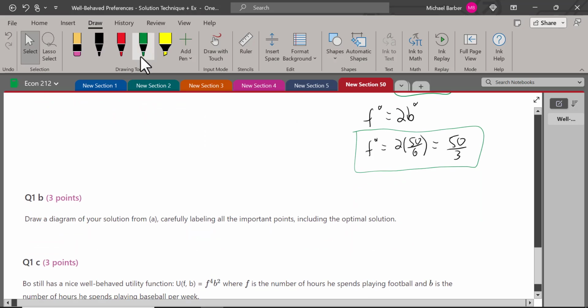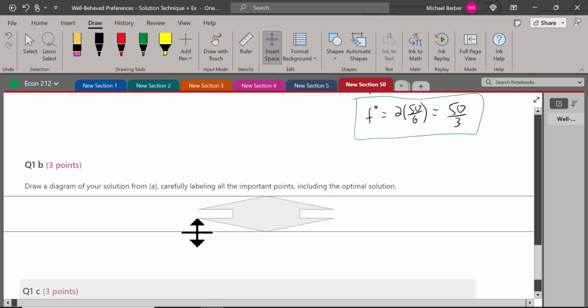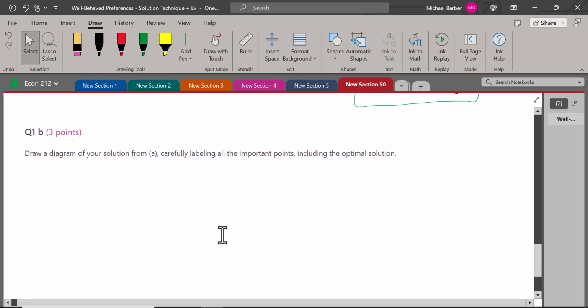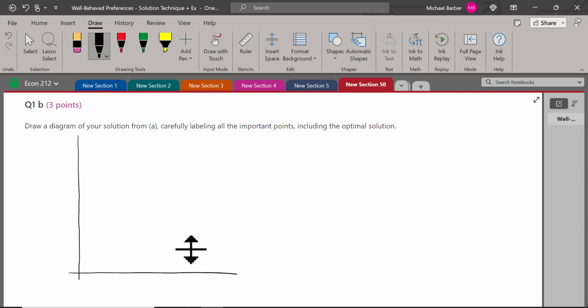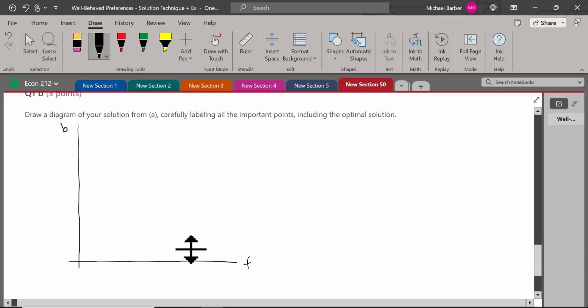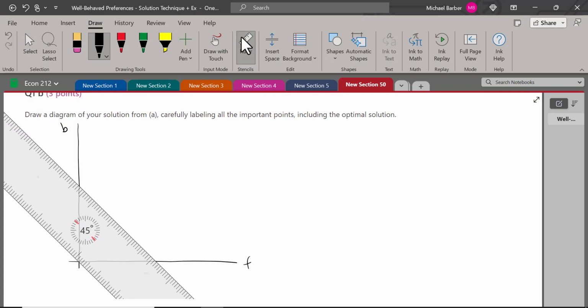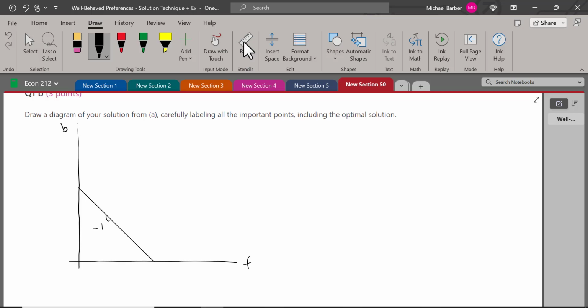Okay, 2B, and maybe I'll just end at 2B, because C is just a little bit more general, and I'm going to do that in another video, just so it doesn't get too long here. But 1B is basically just drawing this solution and carefully labeling the points. So I can do that. We have our answers up above. So let's say F is the x-axis and baseball is the y. We know that the price of each of the goods is $2 and the budget's 50. So the slope of this budget constraint is -1, -2/2. If you just played baseball, I could do 25 hours of baseball. If you just did football, I could do 25 hours of football, because the budget's 50 and they cost $2 an hour.